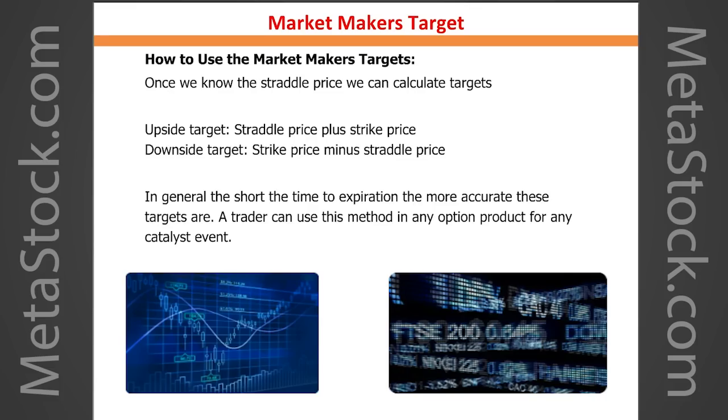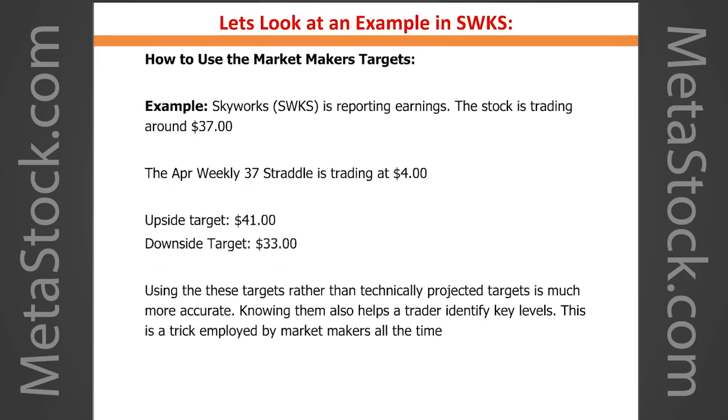So we have 2 quote-unquote measured move targets, an upside measured move target and a downside measured move target. Me and James, my other trader, spend 2 hours a day going over earnings trades, and we use these measured move targets on every single earnings trade we put on, okay? In general, the shorter the time period to expiration, the more accurate these targets are. I prefer to trade the weekly options. If not, I might have to trade the front month options, which are the May options. But if it has weekly options, that is the best choice. So a trader can use this method in any option market for any catalyst event.